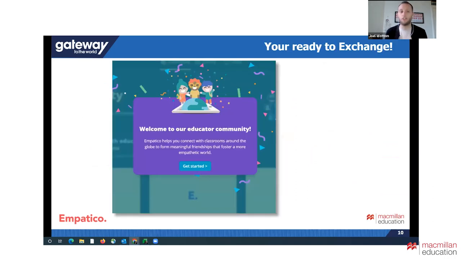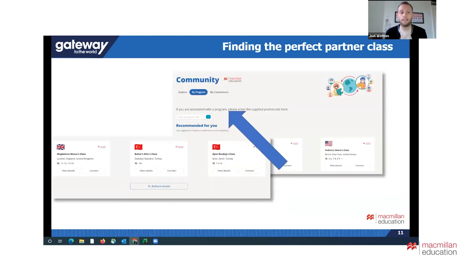And that's really it. Once you provide us with those details and you add those details to the platform, you're part of an educator community. You are part of the virtual classroom exchange community. You can see here an example of all of the classes that you can connect with, and you can connect with as many classes as you want. You'll see examples here of classes in the United States, in Turkey, in Great Britain, but we have classes already registered from every single corner of the world.